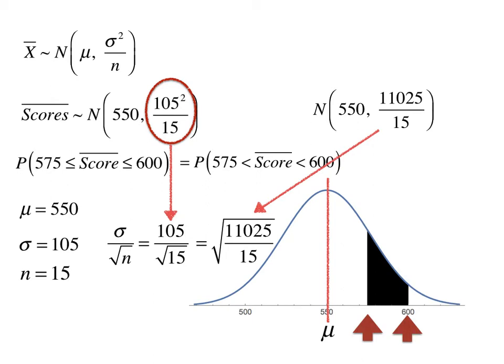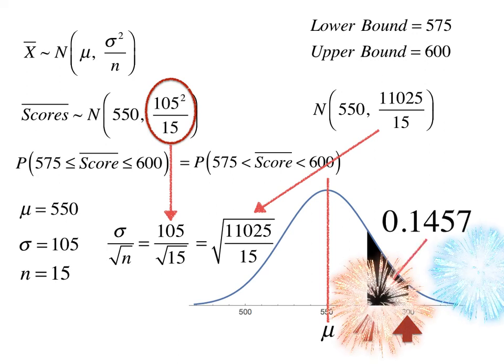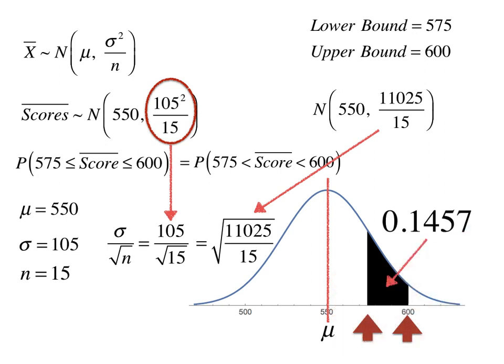It's not an issue in TC stats. Mu is 550, sigma is 105, n is 15, and that's all you need. So when I enter that, with a lower bound of 575 and an upper bound of 600, what I get is a probability of 0.1457.